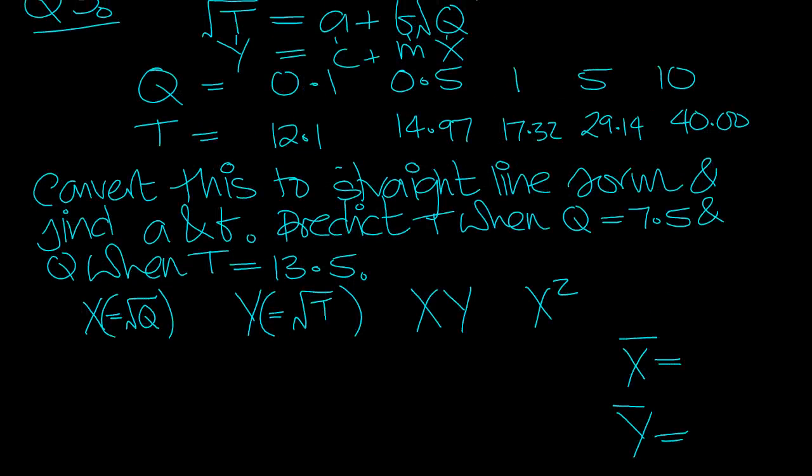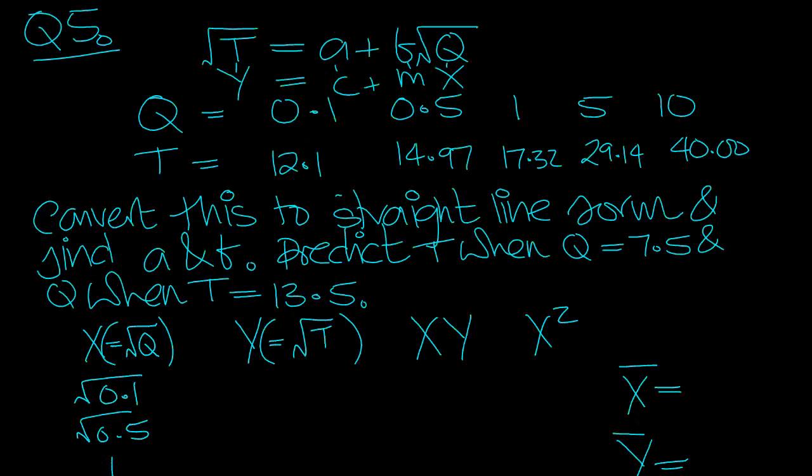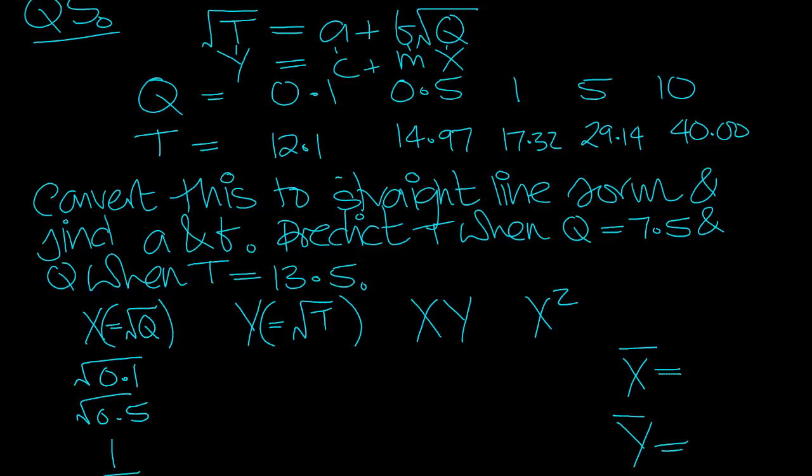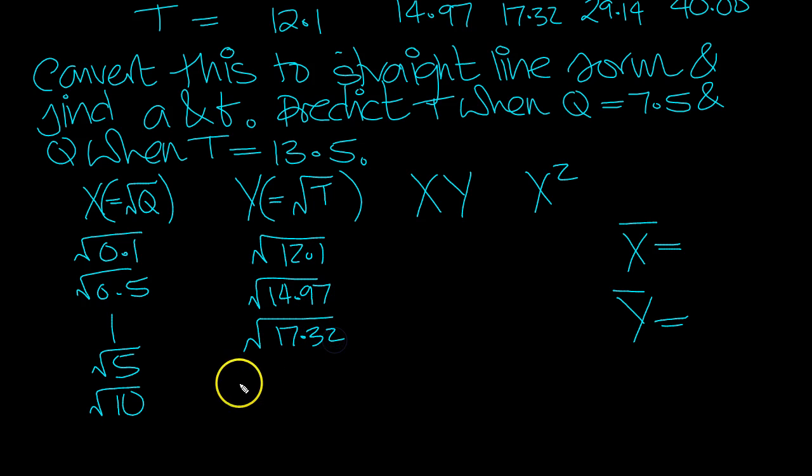Okay, so root q, so we need root 0.1, root 0.5, root 1 is 1, root 5 and root 10. That's root q's data-wise. And then root t is root 12.1. Keep it in this form and it keeps it accurate. Root 14.97, square root of 17.32, 29.14 square rooted, and 40 square rooted.